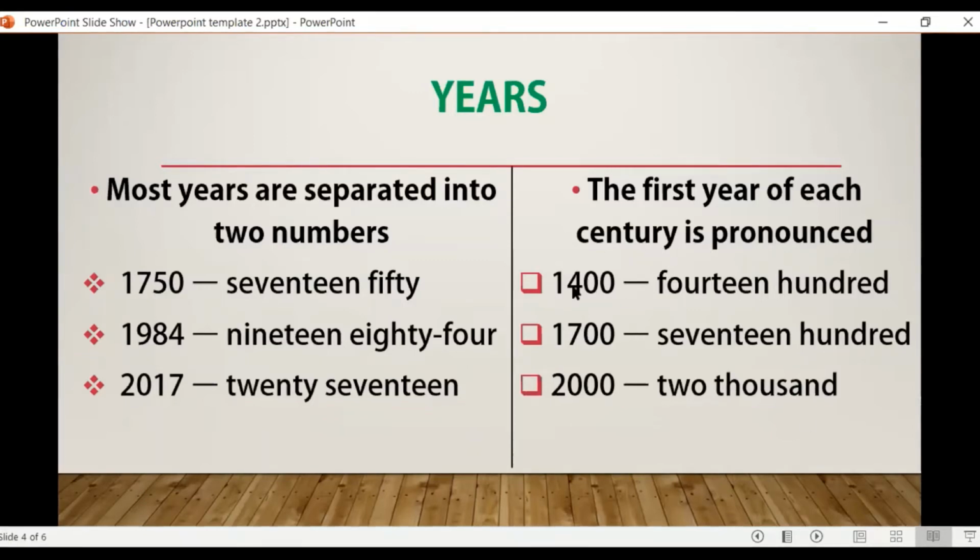For example, this is the first year of the century, the 15th century. So we pronounce it like 1400. This is 1400, right? And this is 1700, see? So we can use this thing.